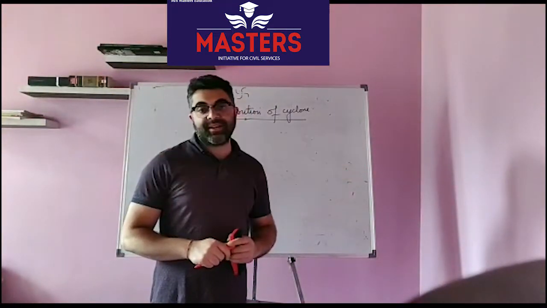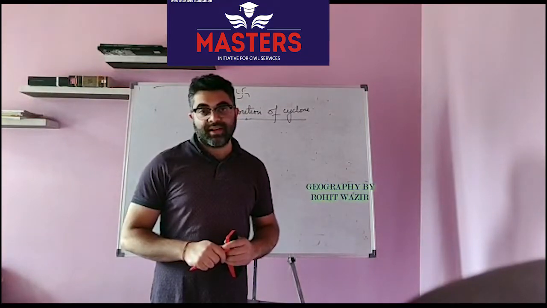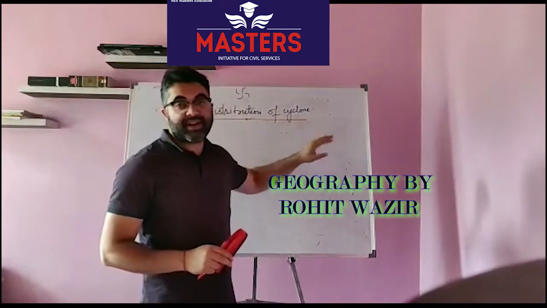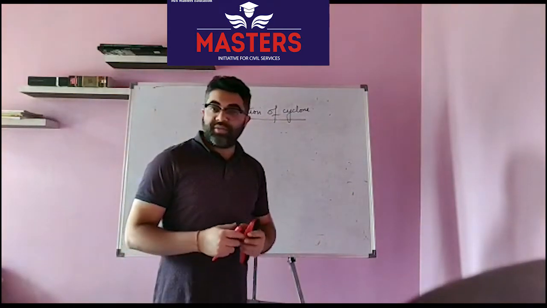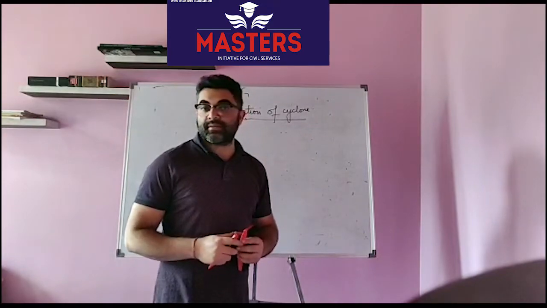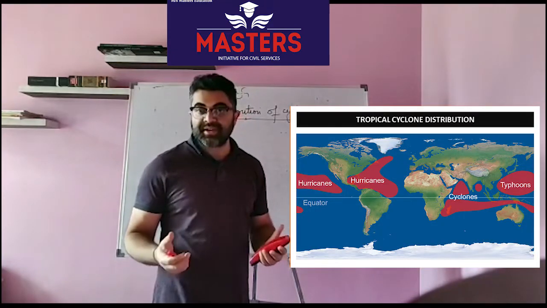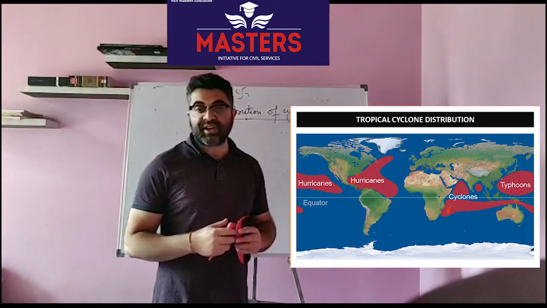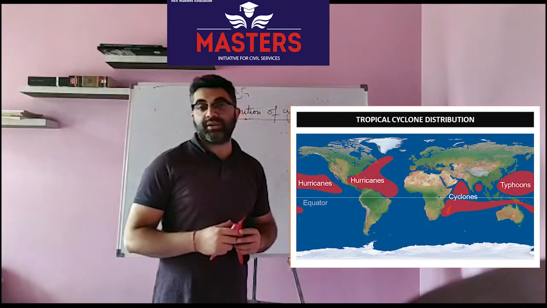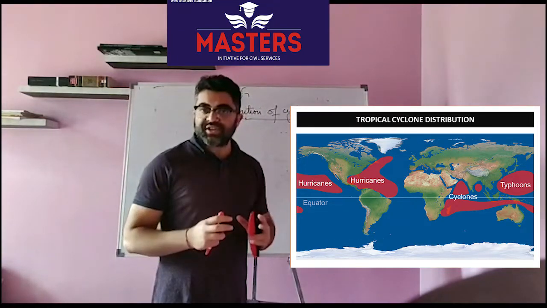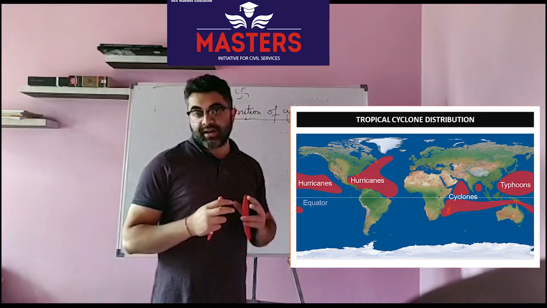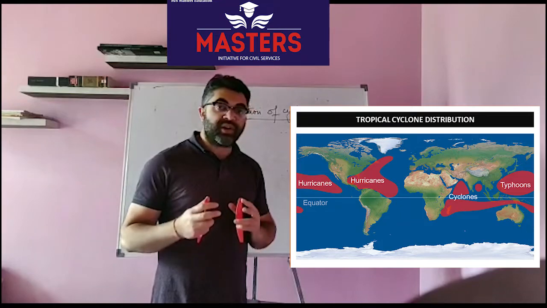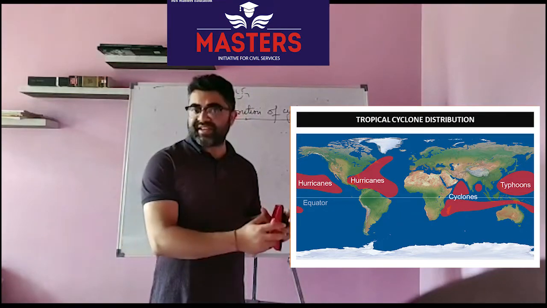So let us start with the third part of the discussion on tropical cyclones, that is the distribution of tropical cyclones. Now if you see, most of the cyclones, be it hurricanes, cyclones in the Indian Ocean region, typhoons in the Pacific part, in the South China Sea region, or along the coast of Australia, most of these cyclones originate on the eastern part of the continents or on the western part of oceans.